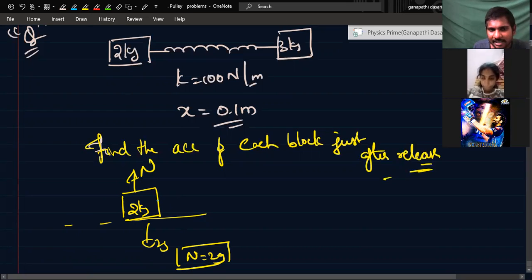Right side. It has expanded, which means it has expanded to the left side. So the spring force will be in the right side direction.